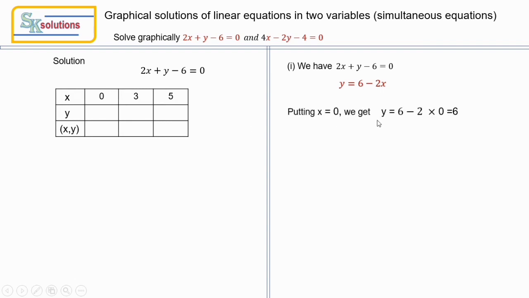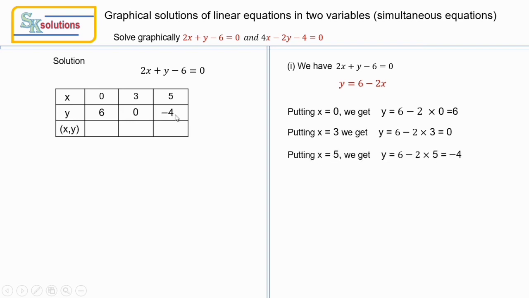So by putting the value of x equal to 0, we get y equal to 6 minus 2 into 0. You get the value of y equal to 6 here. And by putting x equal to 3, we get the value of y as 0. And by putting x equal to 5, we get the value of y as negative 4. So the coordinates are (0, 6), (3, 0) and (5, minus 4).